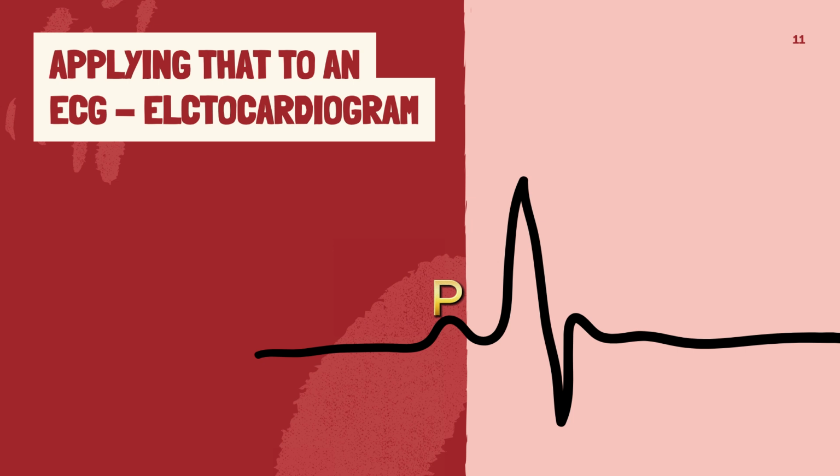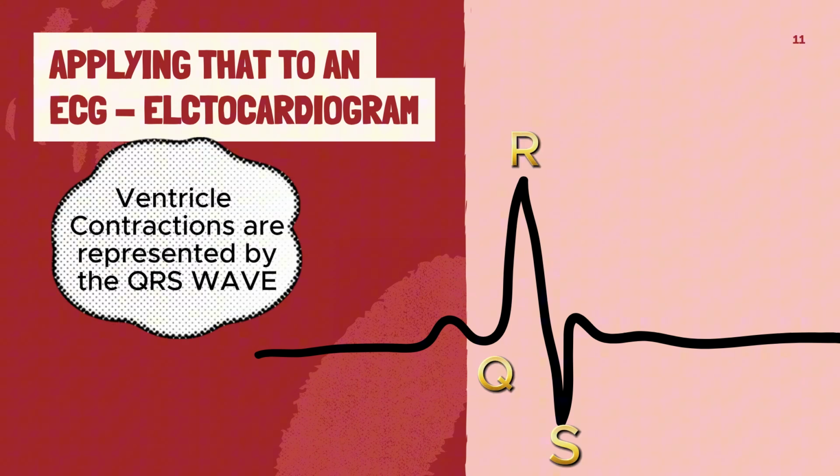The signal then travels down to the AV node, causing the ventricles to contract, which is represented by the QRS wave. While this is happening, the specialized myocyte cells fill up with enough sodium and calcium until they reach their full action potential.